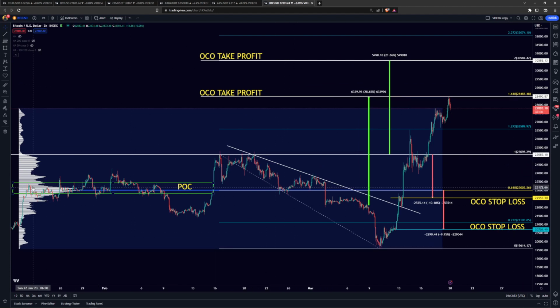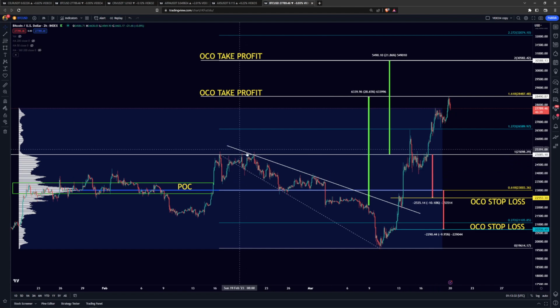So for this trade again, I would have added a fixed range volume profile just to give me a better idea of where the true resistance is, right? And the POC stands for point of control. So it really just means that where most of the volume activity was traded at a specific level, that's the point of control for this range.